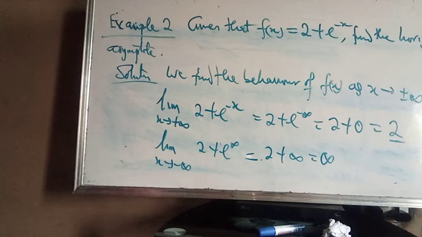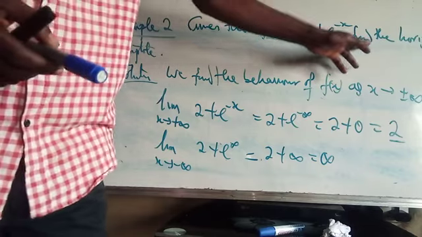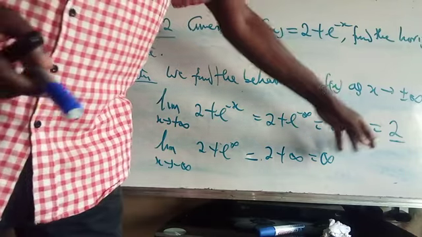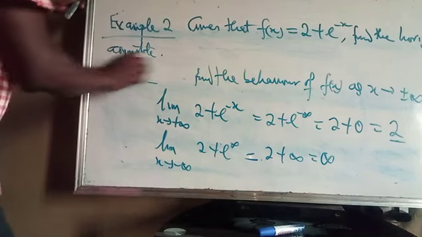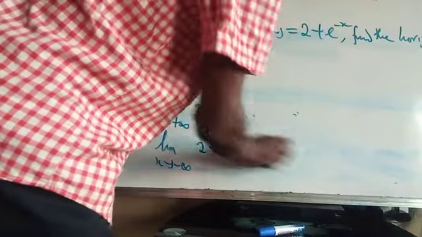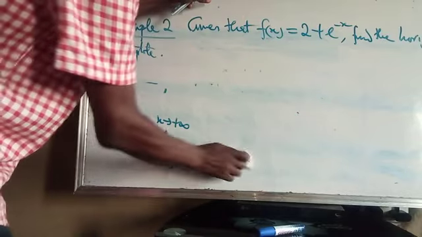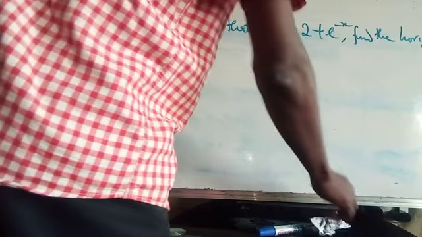So now, the behavior of these asymptotes is that the horizontal asymptotes will be equal to 2 and infinity. So the range is 2. So let's write it this way. So the horizontal asymptotes now.